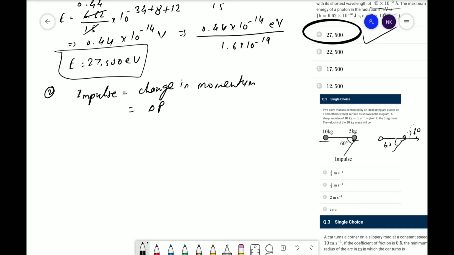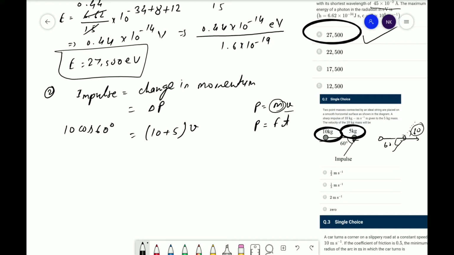Okay, so delta p is equal to mv, and also we know that impulse is equal to force into time. Therefore the total mass means 10 kg and 5 kg moving with velocity v. Therefore delta p is nothing but 10 plus 5 into v. Now what about the impulse? Impulse is a kind of force. So force is applied making an angle 60 degree. Therefore 10 into cos 60 degree is equal to 10 plus 5 into velocity.